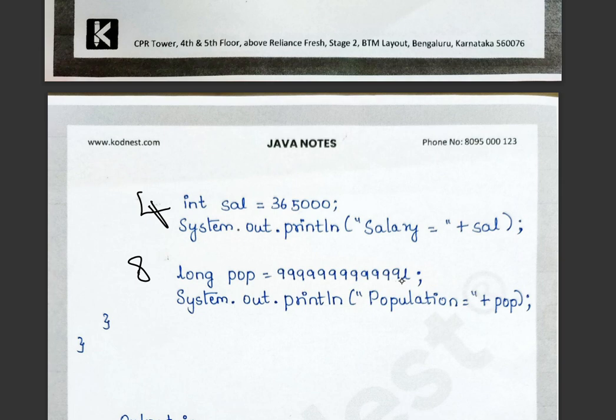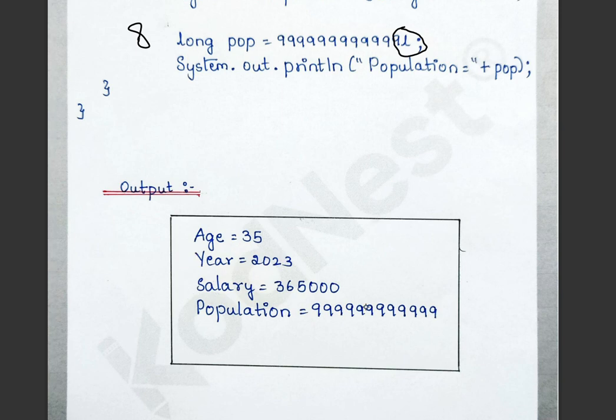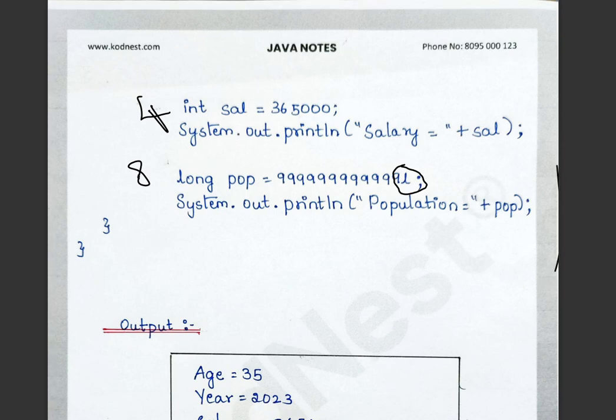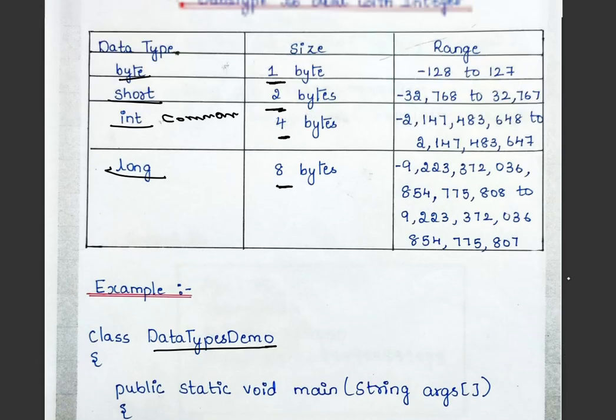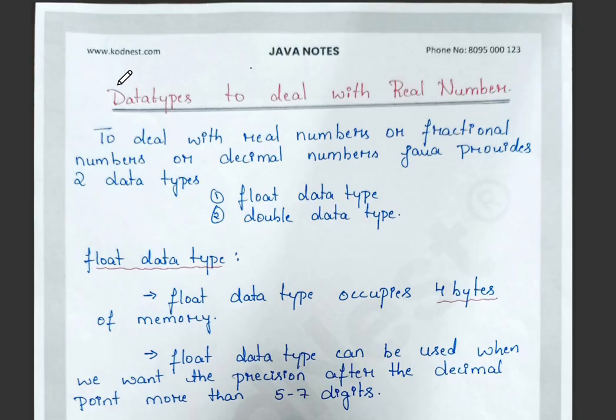So for long, just remember we need to write L at the end to specify long in Java. So the output: age 35 years, salary, population, we get like that. So the default value of all these, short, int and char, is 0. Just remember this. If we don't write in any value, this default value is equal to 0.